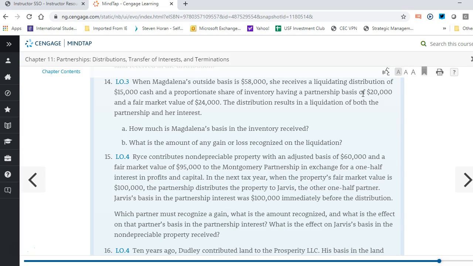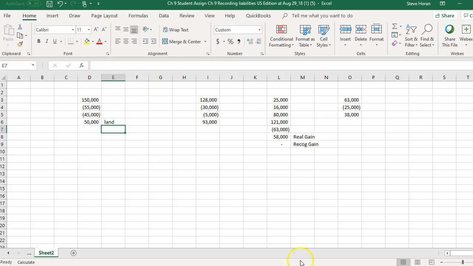And that reduces her remaining interest to $23,000. So what we do is start with her original basis of $58. Let's do this for Magdalena. We'll do this one over here, $58,000. We then subtract the cash received and the inventory basis that's carried over. Just sum those up, and we now have her new basis of $23,000.